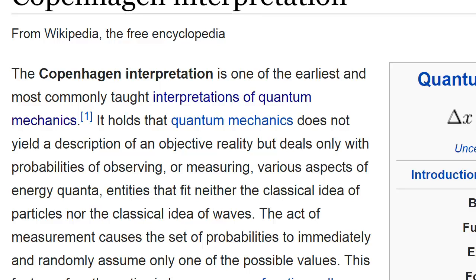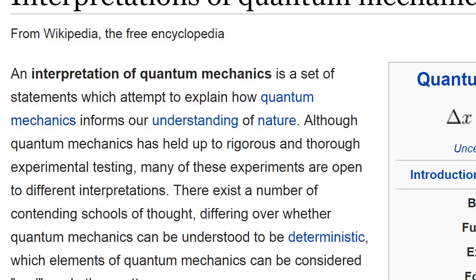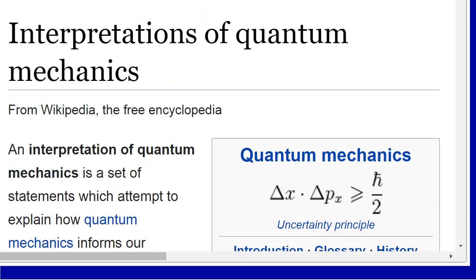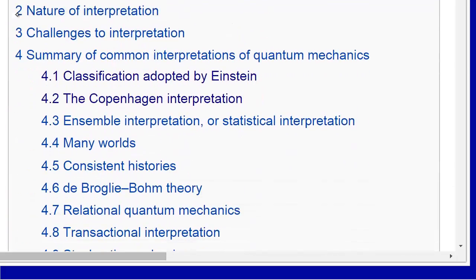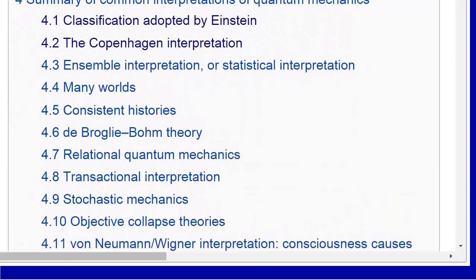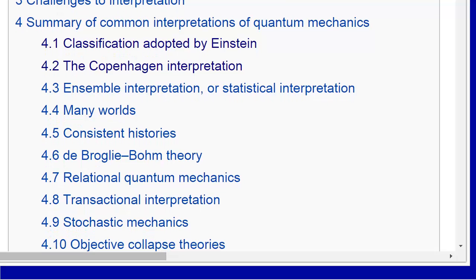In fact, if you go to the Wikipedia article, there it is, Interpretations of Quantum Mechanics. There's a whole bunch of different interpretations, and if we go down here, here's a list of them. Some common interpretations: the one that says the square of the wave function is equal to the probability density corresponding to a particular particle in a particular region of space. That was due to Born.